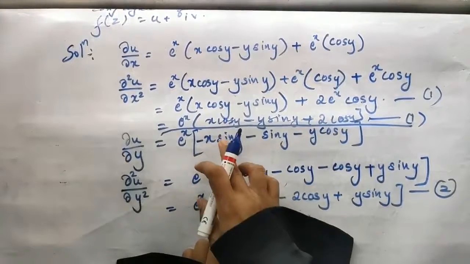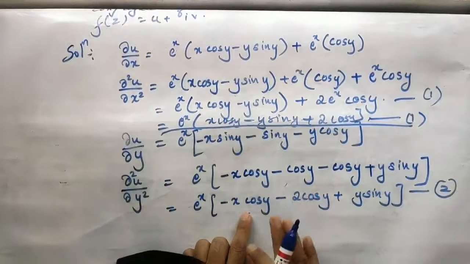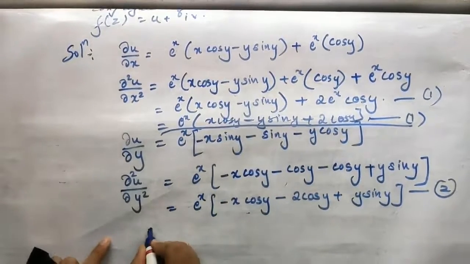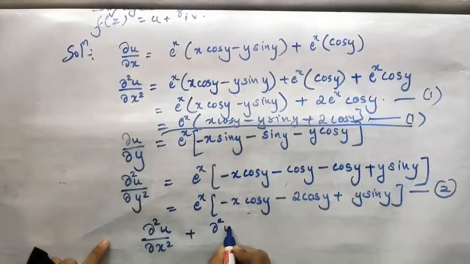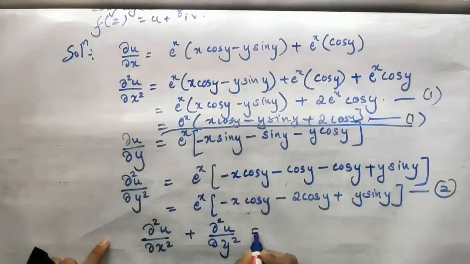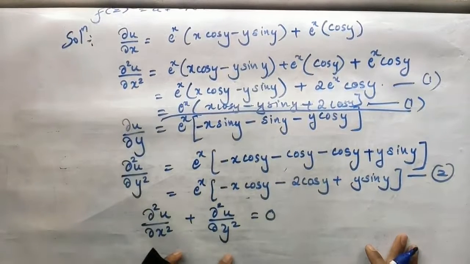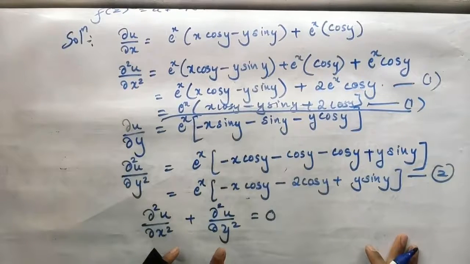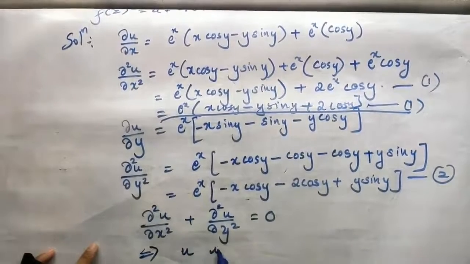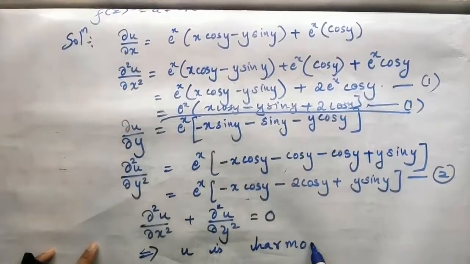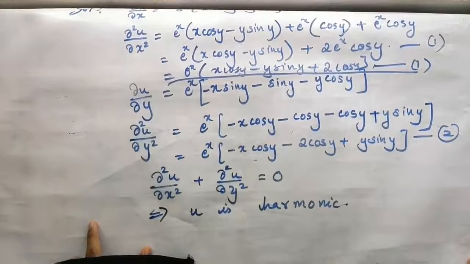Every term, whichever is there in equation 1, in equation 2, it is having a negative sign. Same terms are there, but they have opposite signs. So what do you mean by that? If you add them, won't you get 0? What is the addition of equation 1 plus equation 2? Dou square u by dou x square plus dou square u by dou y square will be equal to 0, because all the terms present in equation 1 and equation 2 are the same, but they have opposite signs. So if you add them, the addition will be 0. This implies what? U is harmonic.